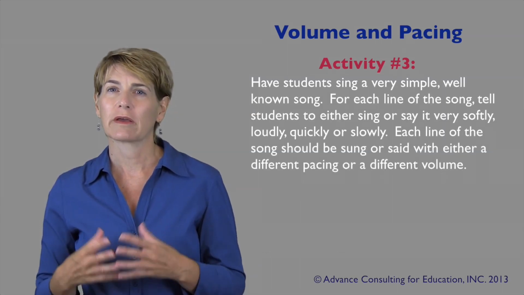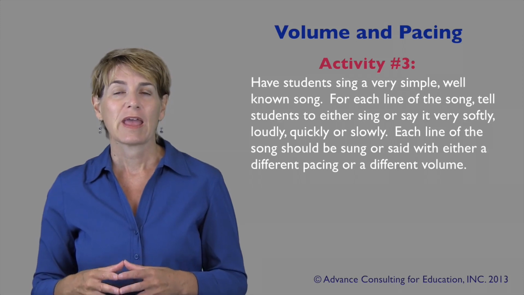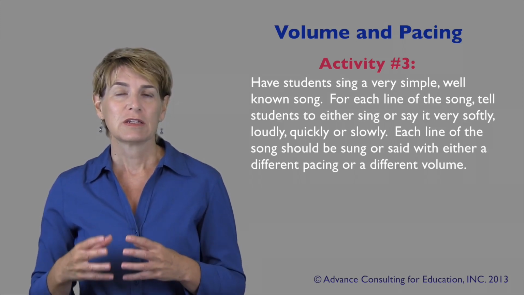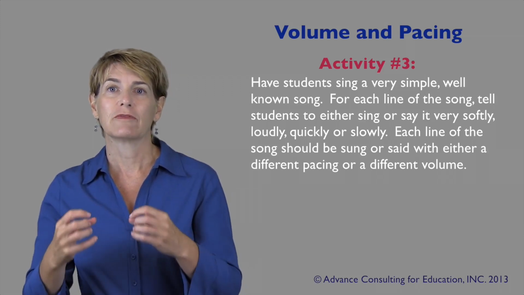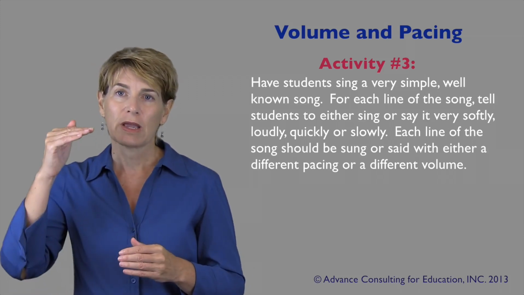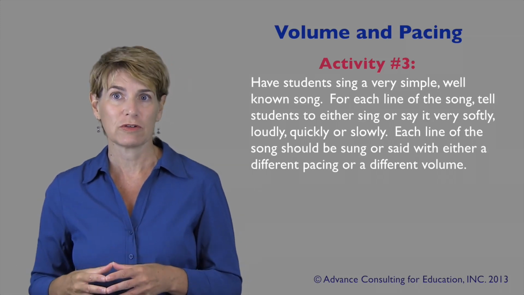As a final activity, have students sing a very simple song that probably everybody knows. So for example, row, row, row your boat. And then for each line of the song, tell students to either say it or sing it very softly, very loudly, very quickly, or very slowly. So every single line of the song is said with either a different pacing or a different volume.